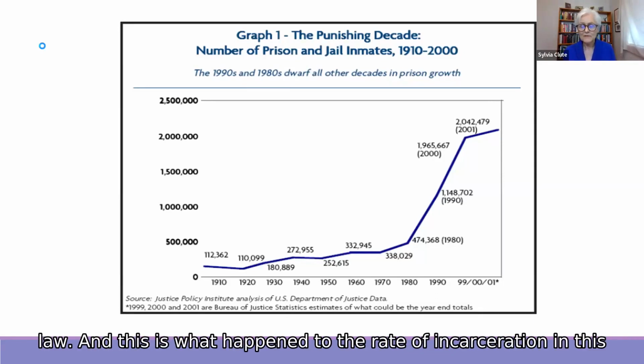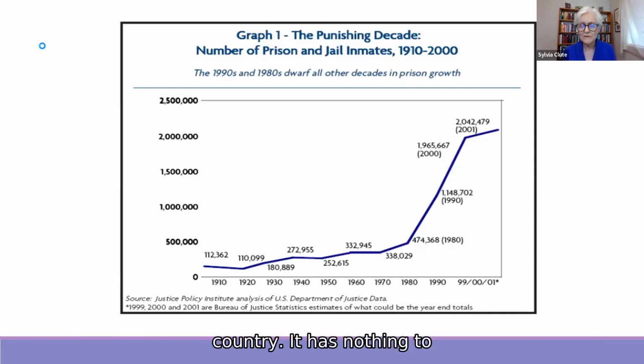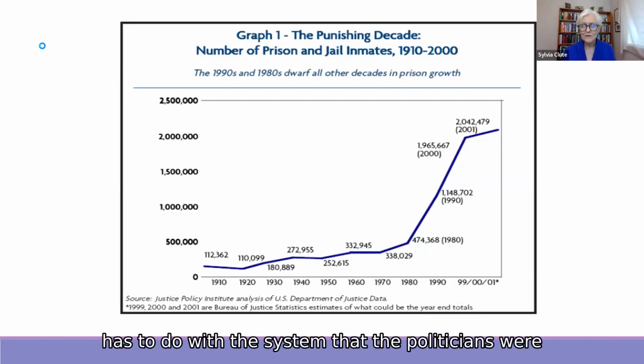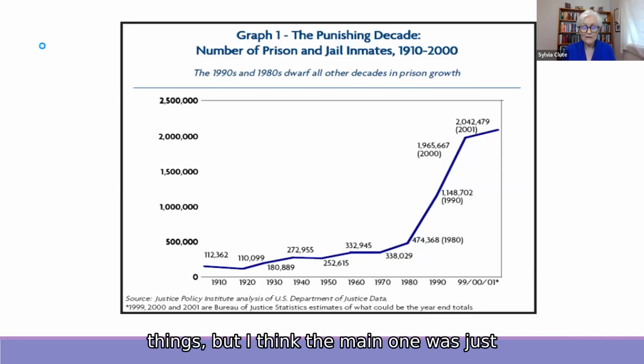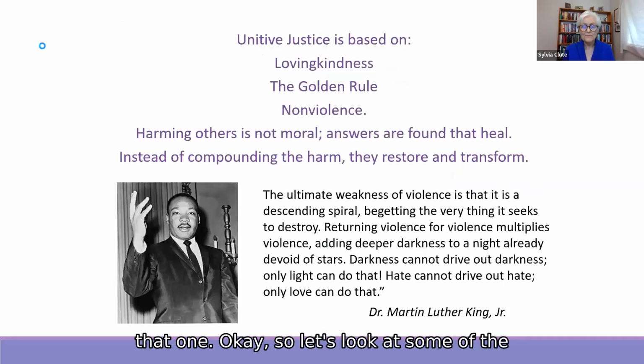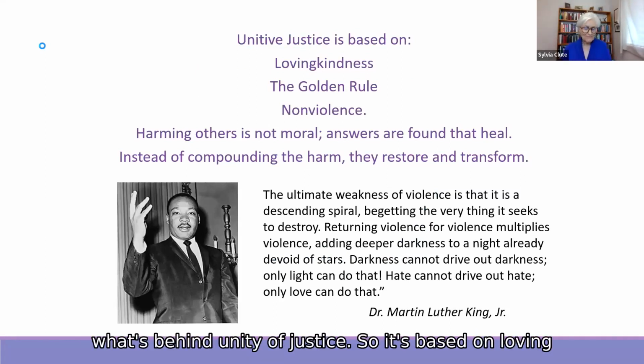And this is what happened to the rate of incarceration in this country. It has nothing to do with the rate of crime in the country. It has to do with the system the politicians were using to get themselves elected. There were some other things, but I think the main one was just that one. Okay, so let's look at what's behind unitive justice.